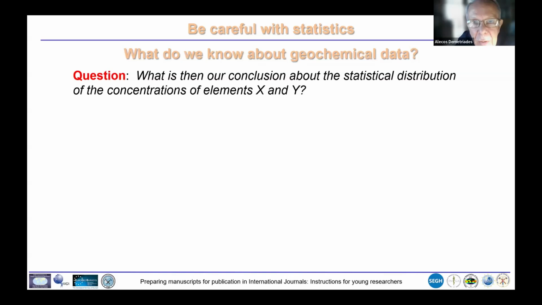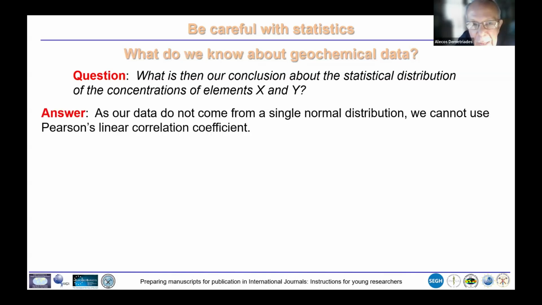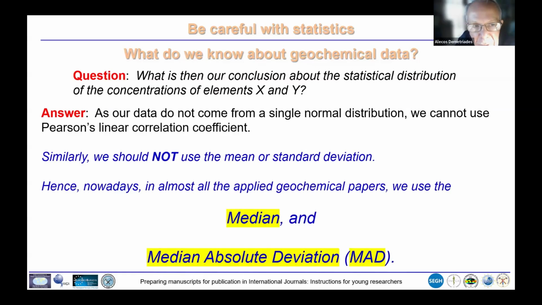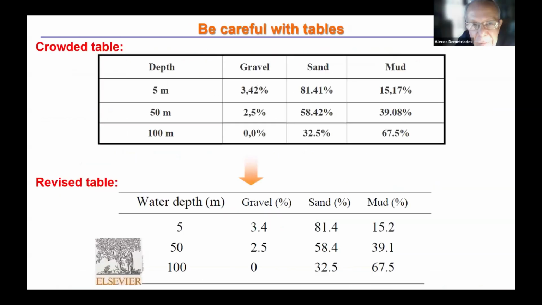So what is then our conclusion about the statistical distribution of the concentrations of element X and Y? As our data do not come from a single normal distribution, we cannot use Pearson's linear correlation coefficient. Similarly, we should not use the mean or standard deviation. Hence, nowadays, in almost all the applied geochemical papers, we use the median and median absolute deviation method.